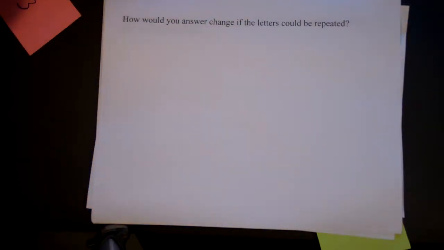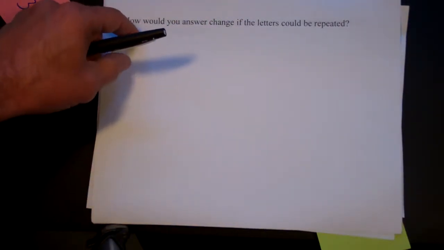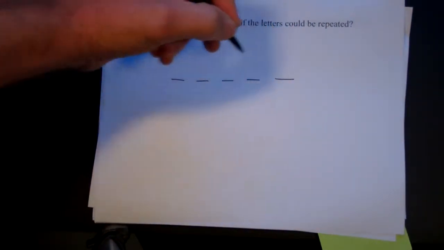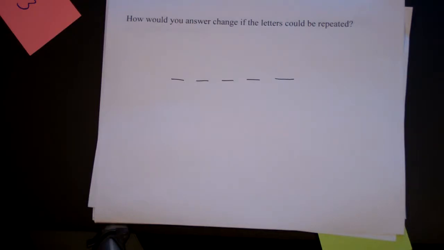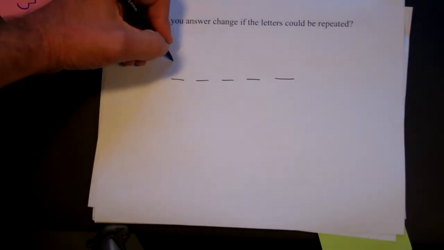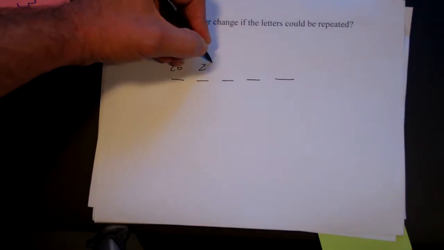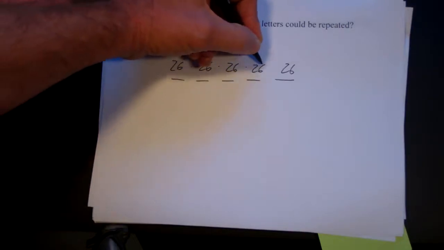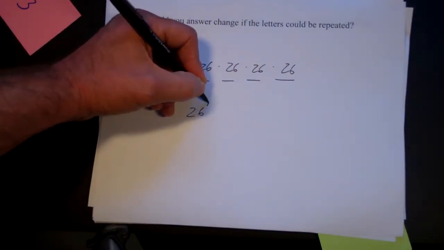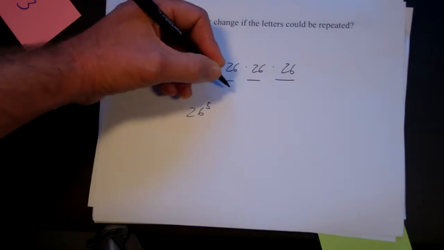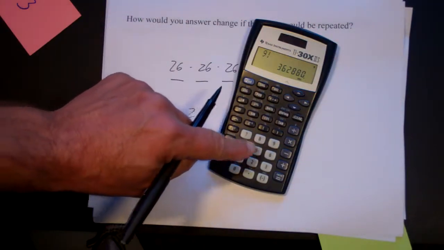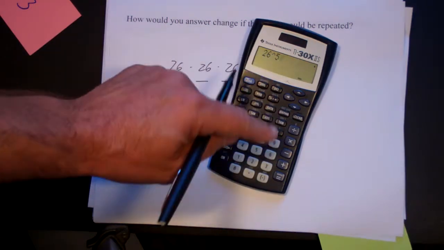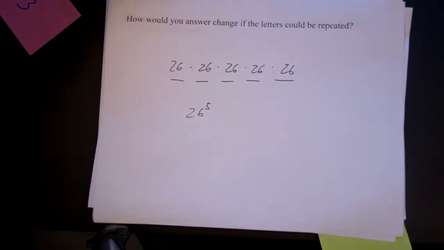Next you're asked how your answer would change if the letters could be repeated. Well, you would still have a string of 5 letters, 1, 2, 3, 4, 5. But with the string of 5 letters, you'd have 26 possibilities for each letter. So it'd be 26 times 26 times 26 times 26 times 26. You could plug that directly in your calculator, or you could go 26 raised to the 5th. This is probably the easiest way to do this on the calculator. Go 26, use the caret, 5, and that's 26 raised to the fifth power, and you get about 12 million.